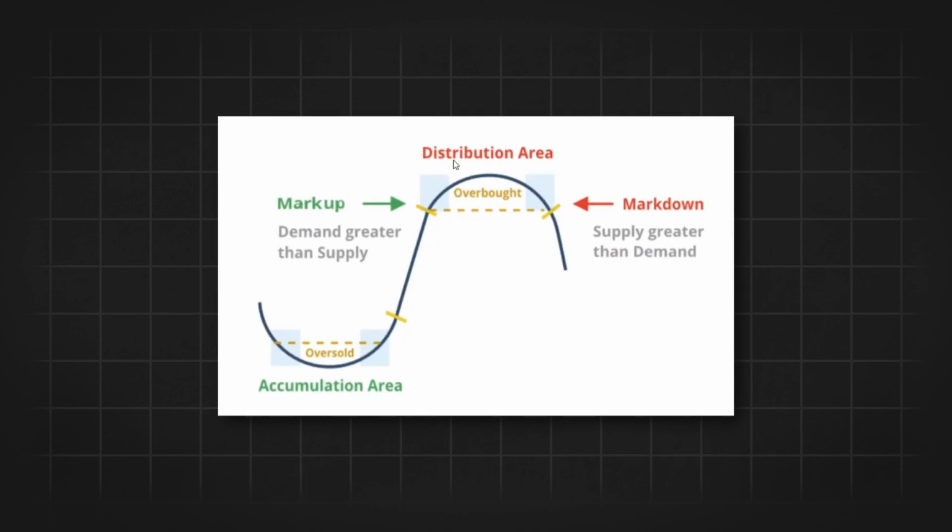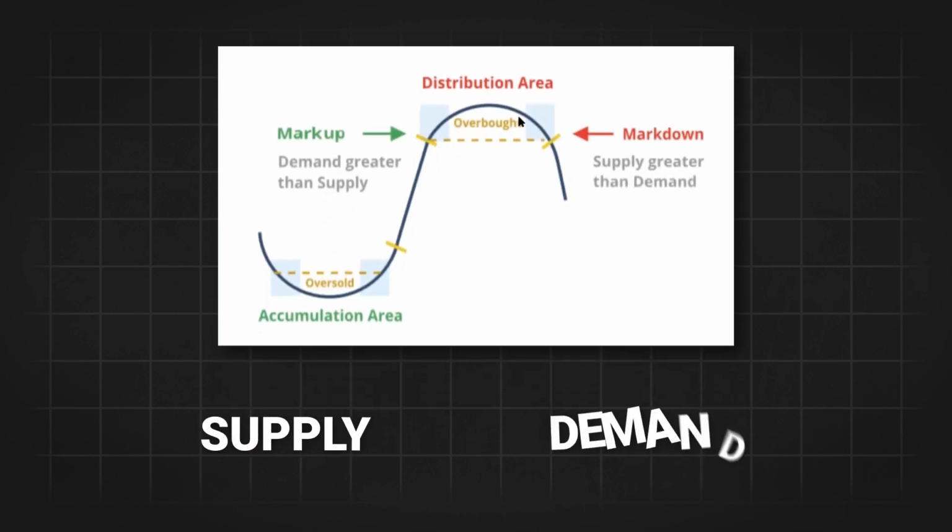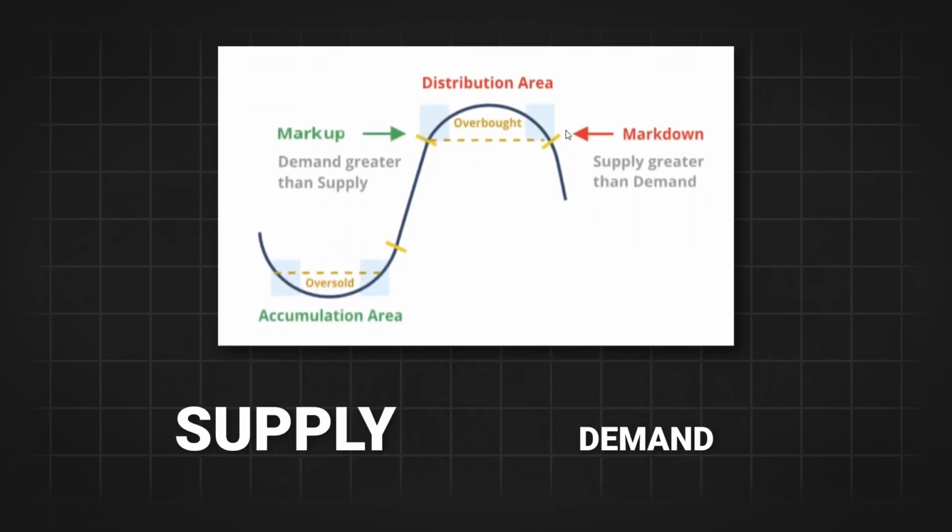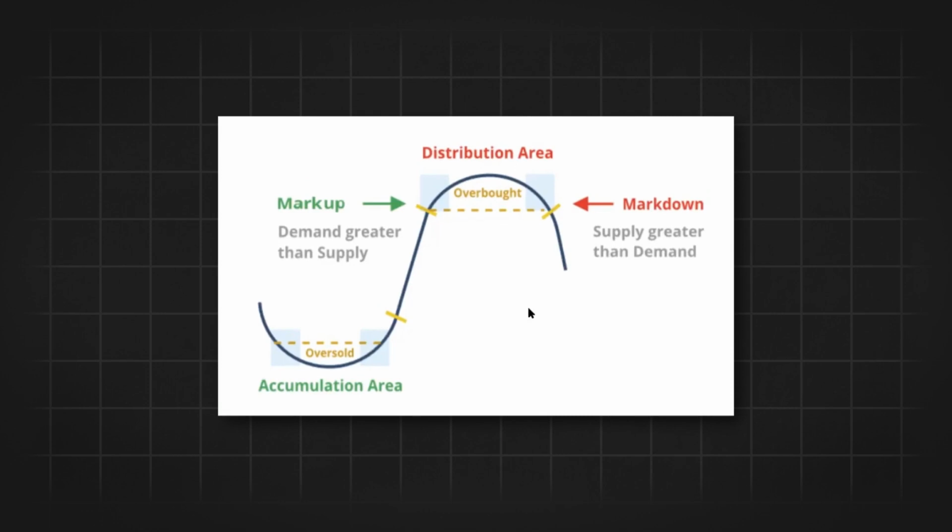And when price reaches a level of resistance, which is a level of supply, that's where you get a distribution area. This is where prices are overbought, there's too much supply. And so when supply becomes greater than demand, price drops, right? This is called a markdown. And so when you look at price, you see this, it's fractal.